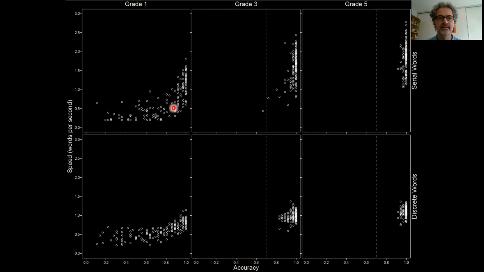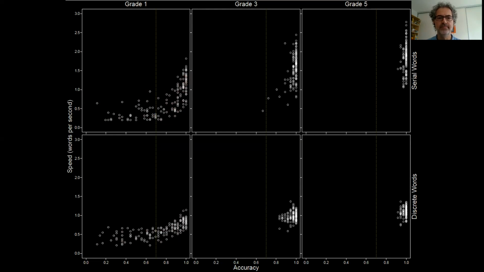Now let's look at the top row, starting again at grade 1. Again, we see that for those who aren't yet very accurate, speed is relatively low and is in fact about the same as for the discrete words. So while you're not very accurate, your speed in reading word lists is about the same as your speed reading individual words. Then for those who are more accurate, we see that speed is higher, increasingly higher.